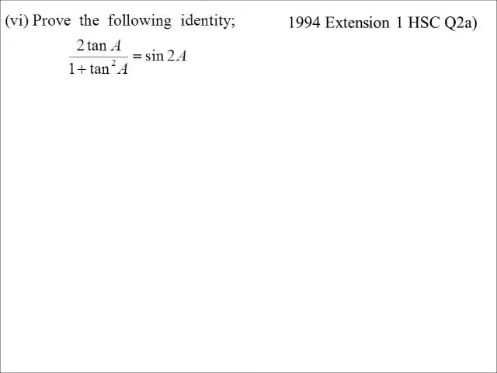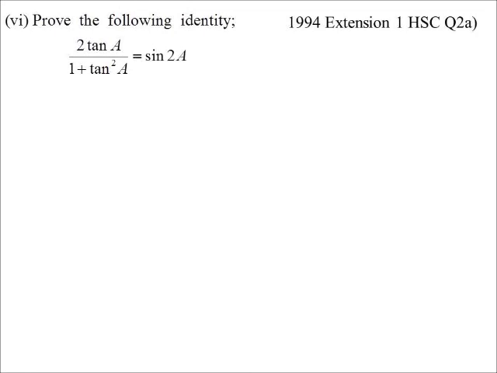Okay, let's have a look at another one. Wow, 1994. Geez, we really are going back now. So 2 tan A on 1 plus tan squared, and we've got to end up with sine 2A. Oh, hang on, almost made a silly mistake then. Of course, I'm looking at the left-hand side and I'm thinking, hang on, isn't that tan 2A? But it's not, because what's different? If it was tan 2A, the bottom would be 1 minus tan squared, not 1 plus tan squared.